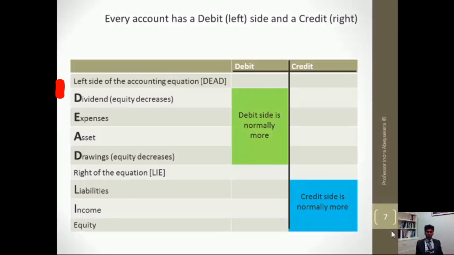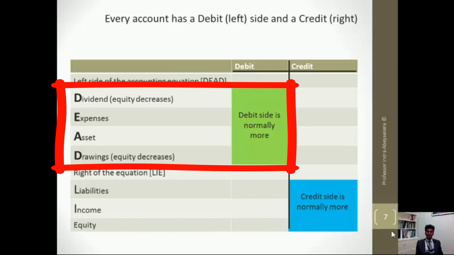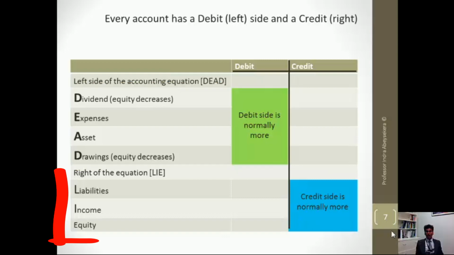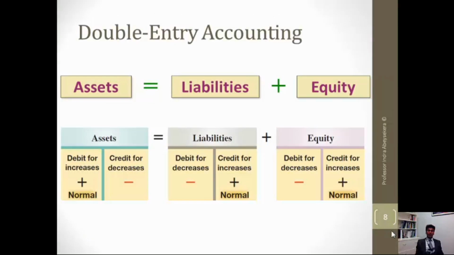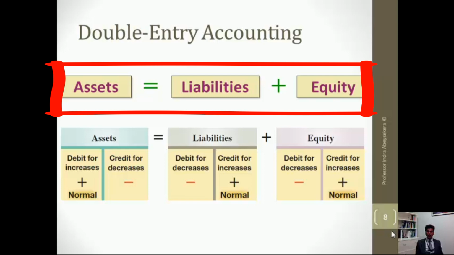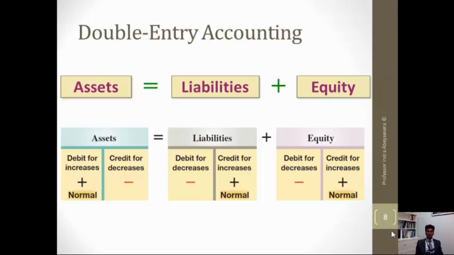We can use the mnemonic DEAD, D-E-A-D, for items that are normally debit items, and the mnemonic LIE, L-I-E, for items that are normally credit items. The accounting equation is assets equals liabilities plus equity. Assets normally are recorded on the debit side, on the left side. Liabilities are normally recorded on the credit side. Equity is normally recorded on the credit side or the right side.